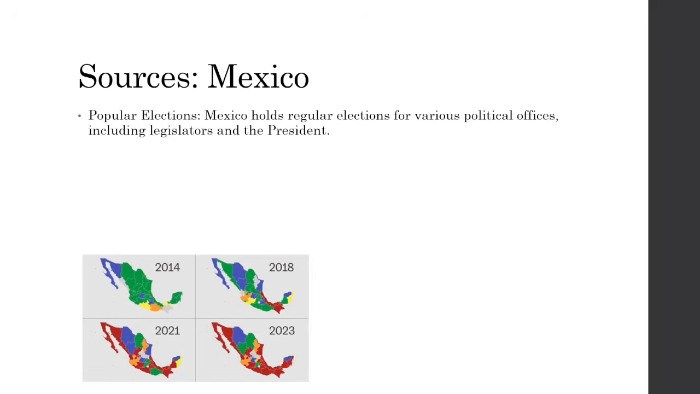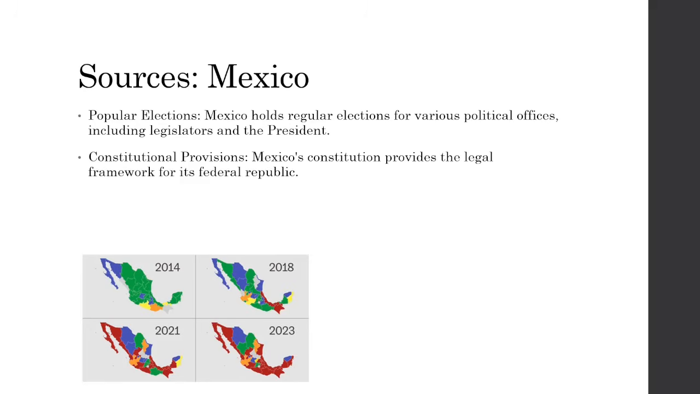All right, let's look at Mexico. So they have popular elections for various political offices, including the legislative branch and the executive branch. There are constitutional provisions that were created in 1917, which provide a legal framework for the federal republic. They have nationalism, with identity and pride in Mexico. People are proud to be Mexican.